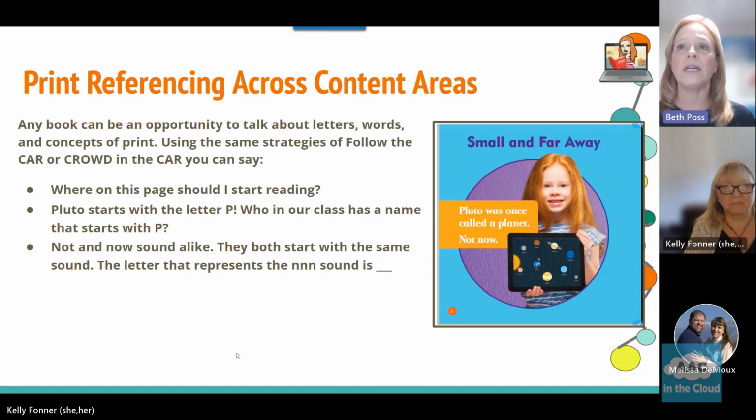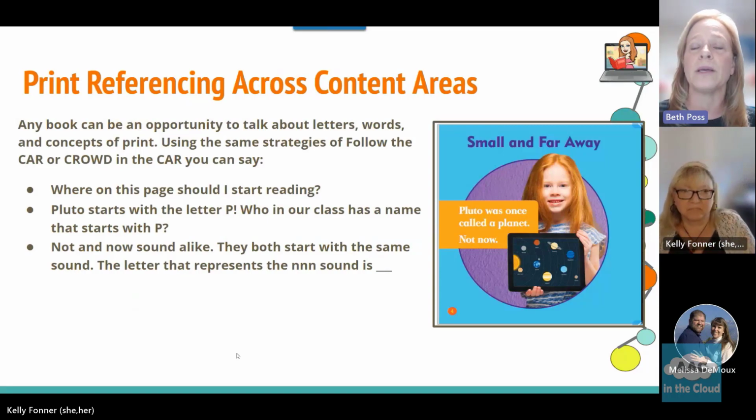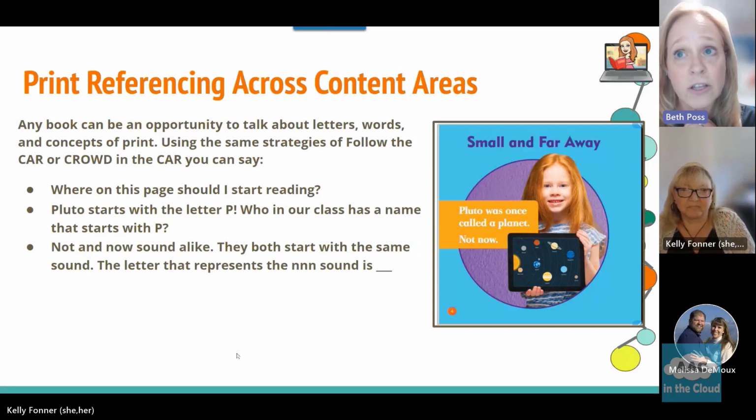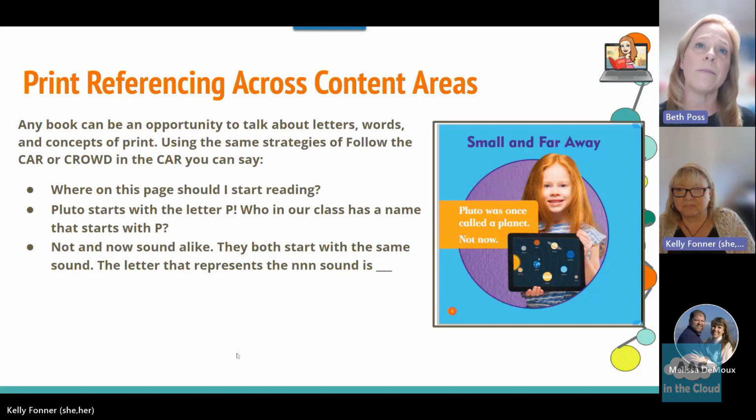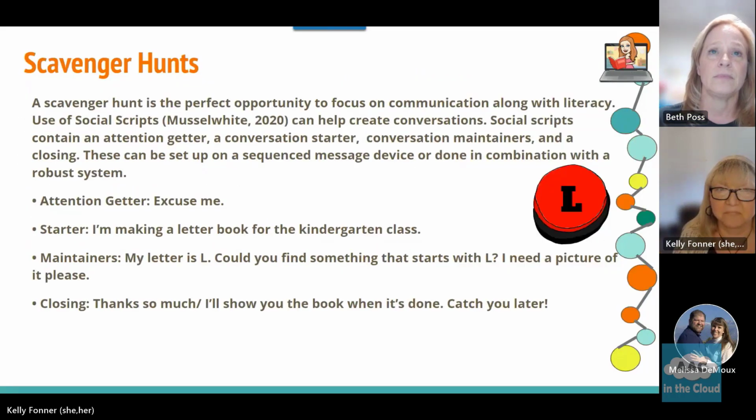Or, as we're reading it, Pluto starts with the letter P. Who in our class has a name that starts with the letter P? Do you see another letter P on the page there, in the word planet? Or "not" and "now" sound alike. They both start with the same sound, right? So embedding that into the reading that you're doing. So when you're thinking about that shared reading and the questions that you're asking, it doesn't always have to be about the content or the topic of the book. It can be about the text that they are seeing.